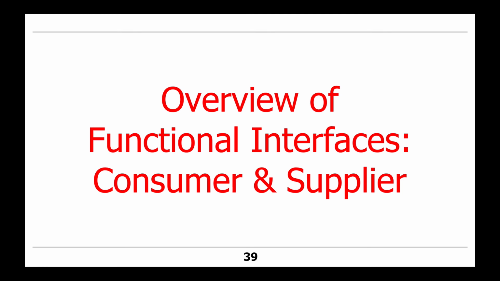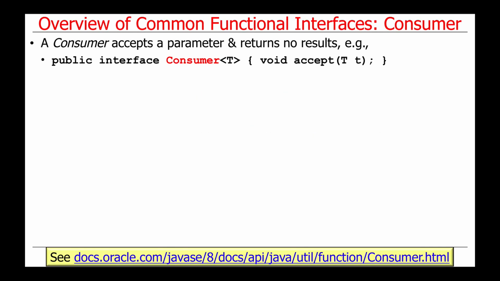So that was some of the most common examples of functional interfaces: the predicate, the function, and the BiFunction. What I'm going to do now is give you an overview of two more very common functional interfaces: consumer and supplier. A consumer is a functional interface that accepts a parameter and returns no results. Consumer is parameterized by type T, which is what it will be accepting. Its accept method will simply take a value of type T and do something with it. But because the accept method has a return type of void, there'll be no value coming back from consumer.